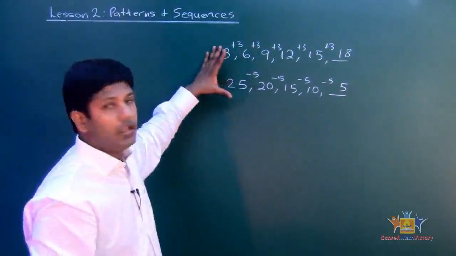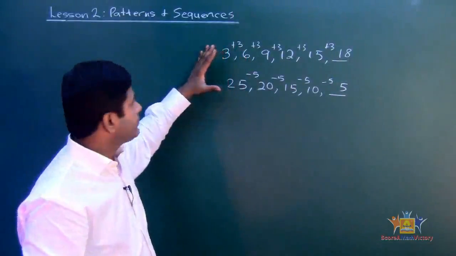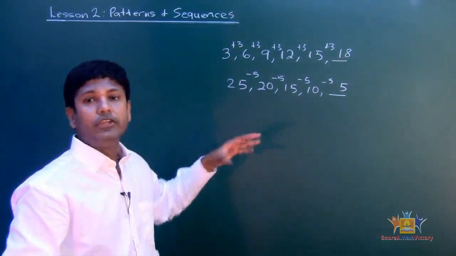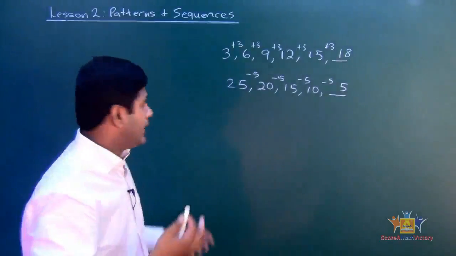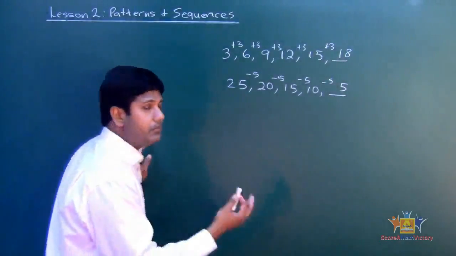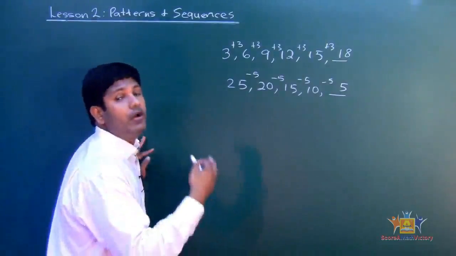Now, this is called an arithmetic sequence. When you add or subtract, you call that an arithmetic sequence. Now let's look at the geometric sequence. A geometric sequence is when you multiply or divide.